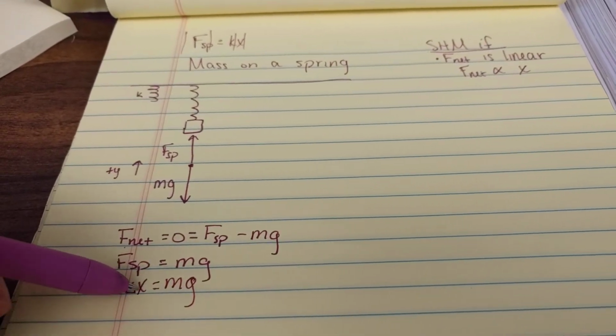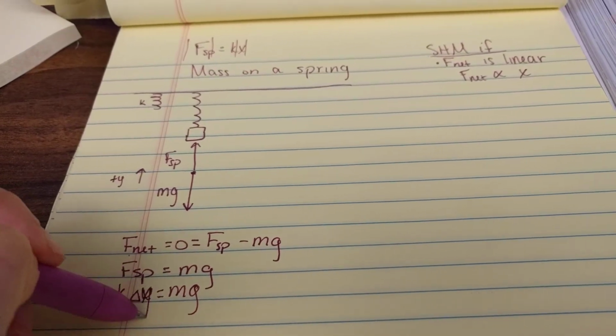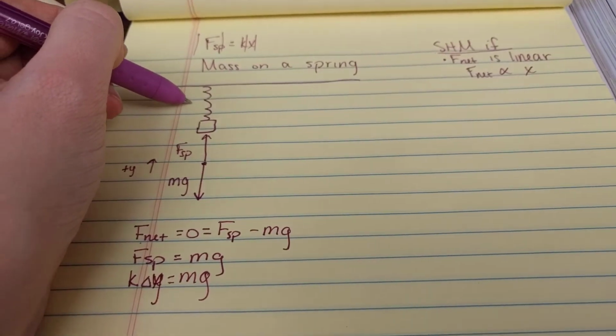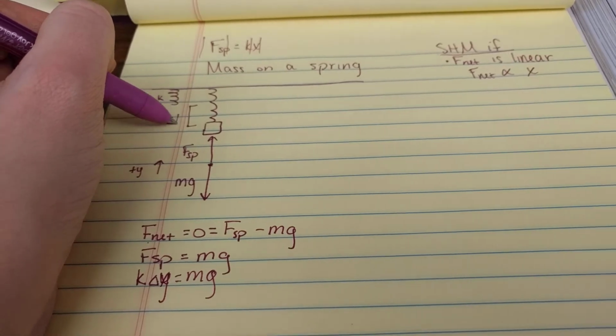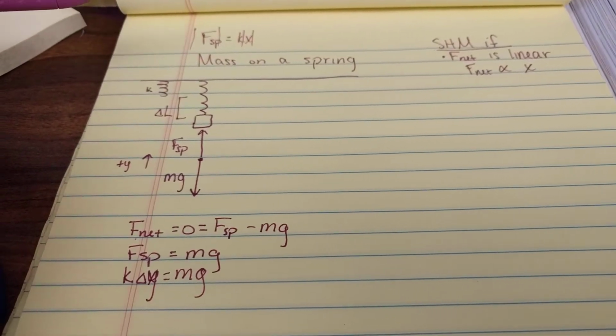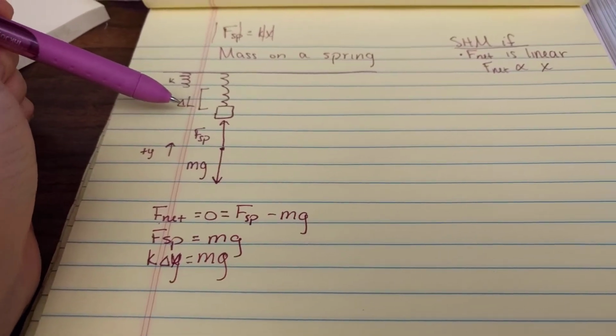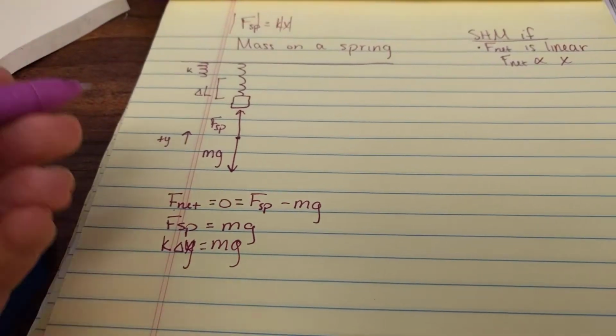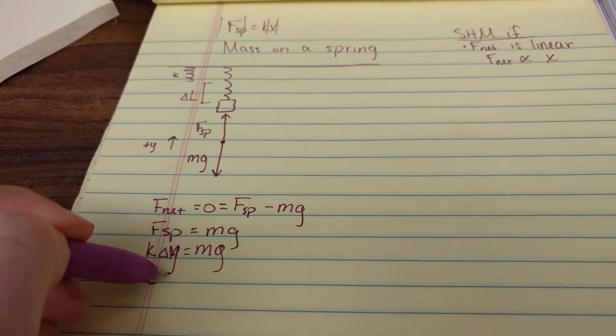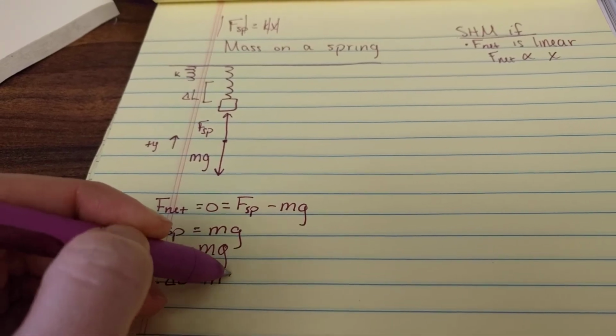Let's call this amount that it stretches, oh sorry, I'm using y variables here. Let's say this stretches an amount we'll call capital L. So it stretches some length delta L. So we have k delta L equal to mg.